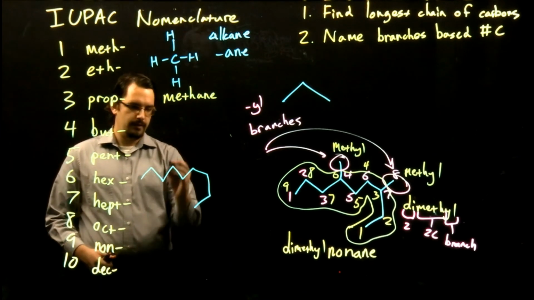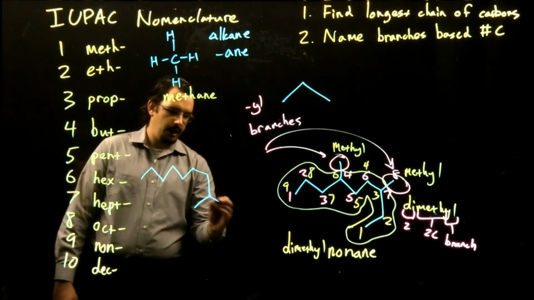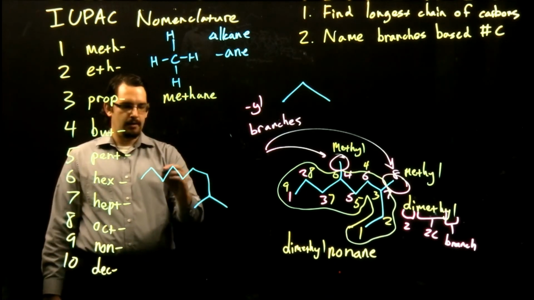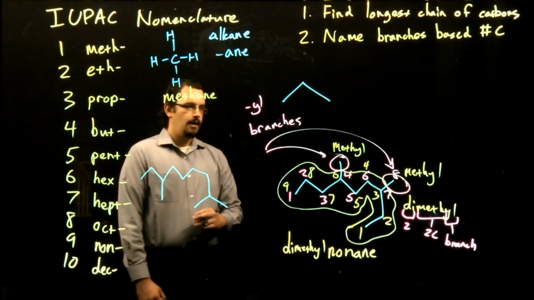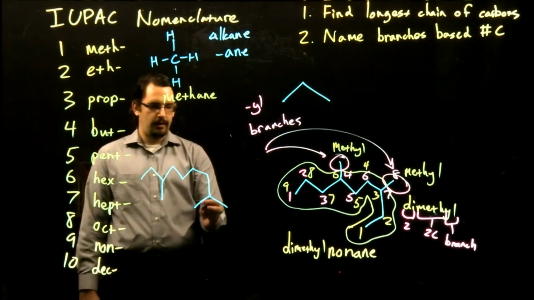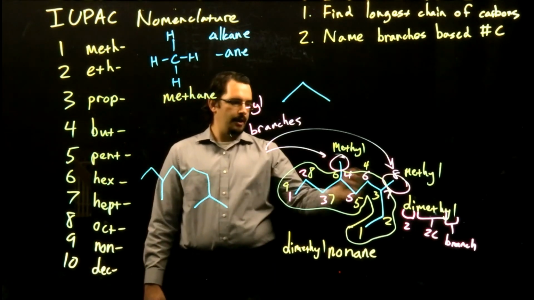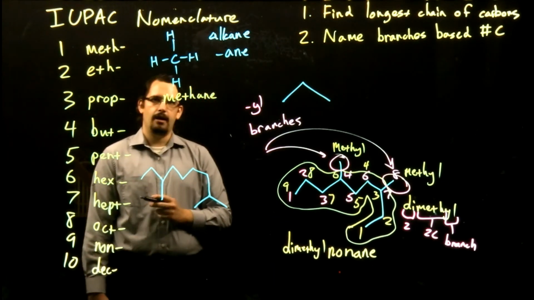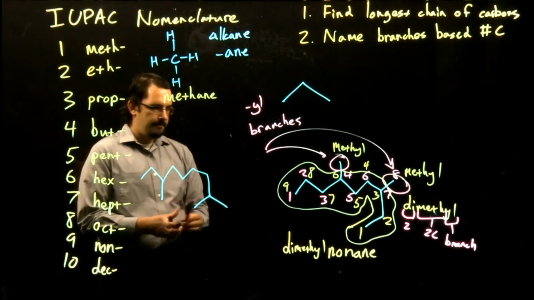So that's 1, 2, 3, 4, 5, 6, 7, 8, 9. And then we have a methyl group coming off here, and another one over here. Now as we compare, we can see my parent chain is in the same orientation, but my branches are connected at different carbons, right? So I drew, it's still a dimethylnonane, right?